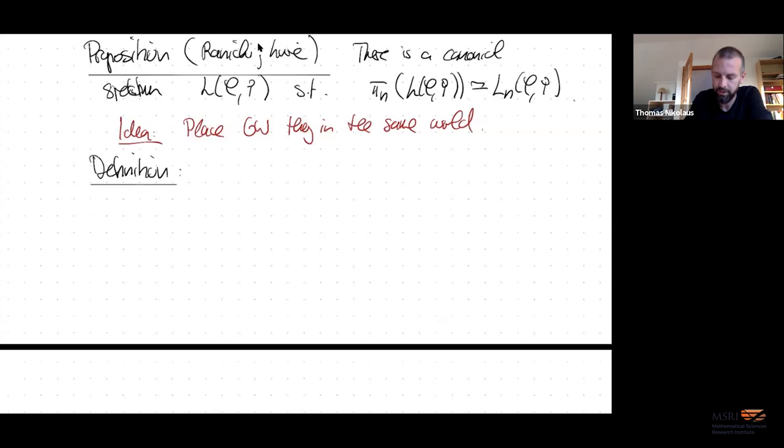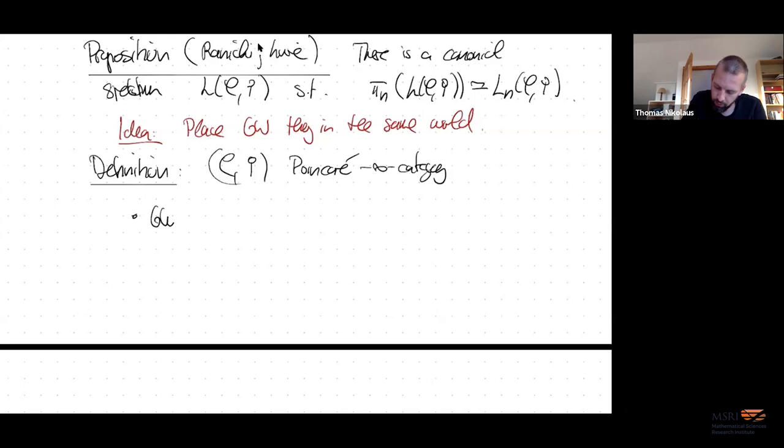So the definition is the following, namely that, again, C-copper is going to be a Poincaré infinity category. And what I want to do now is, let me first define the Grothendieck-Witt zero group for you. So recall at the beginning, the Grothendieck-Witt group of a ring was just the group completion of unimodular forms. And if you know a little bit about how K-theory works, K-theory of a ring can also be defined as group completion of finite projective modules.